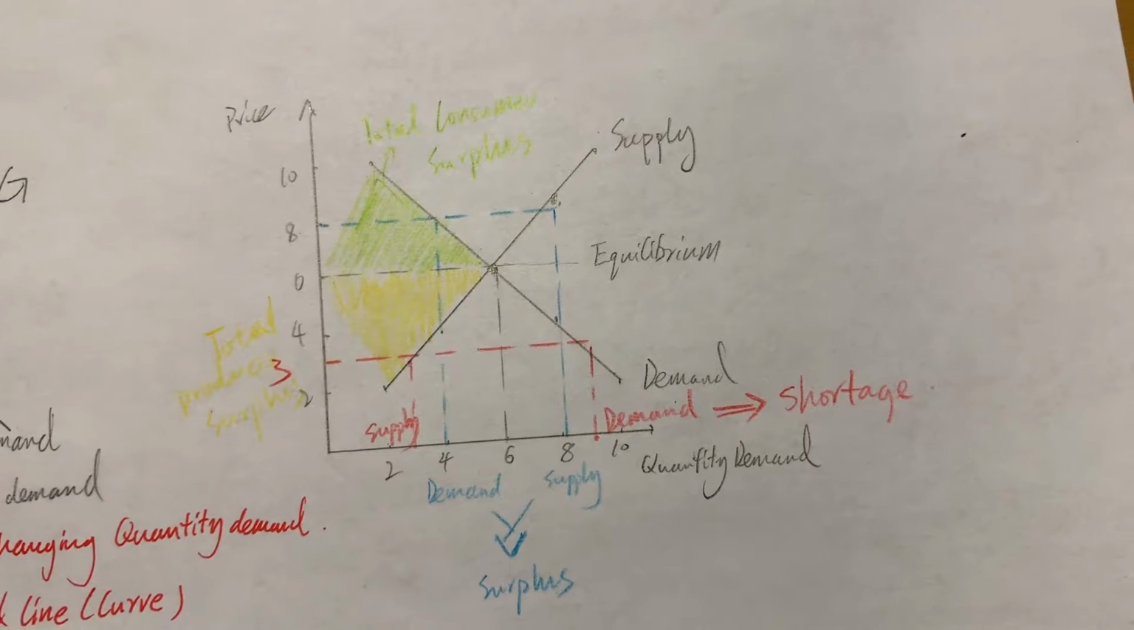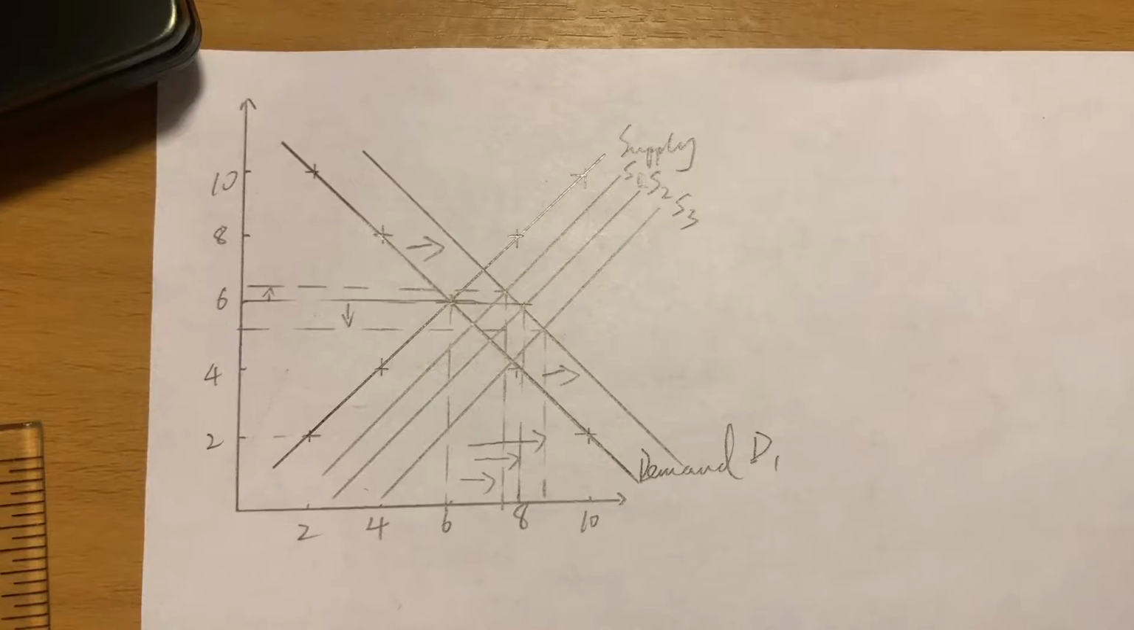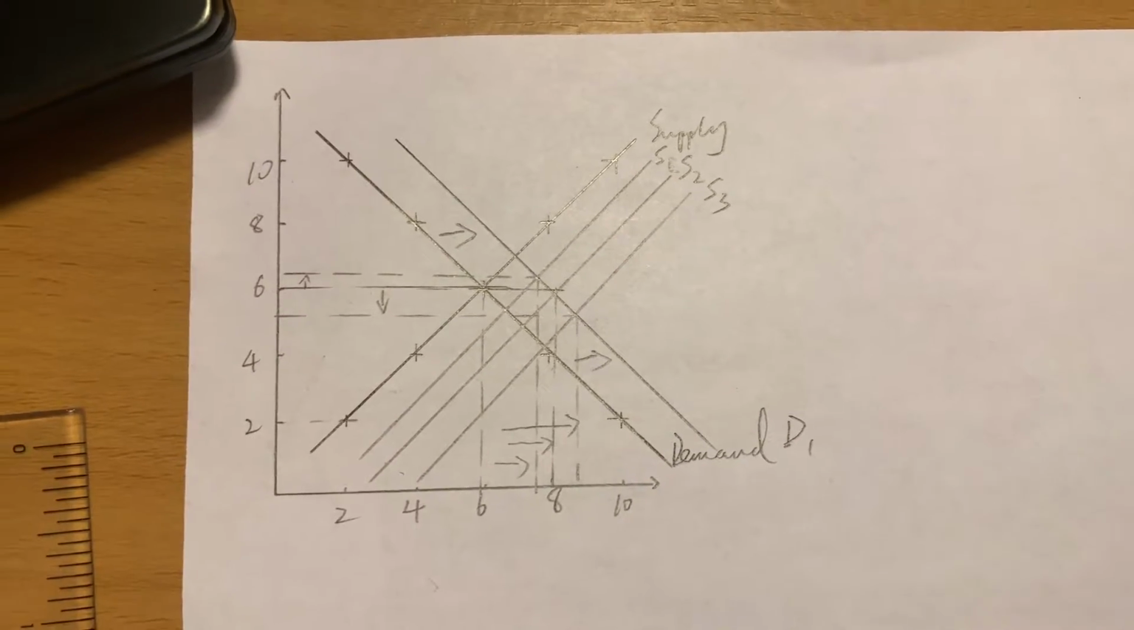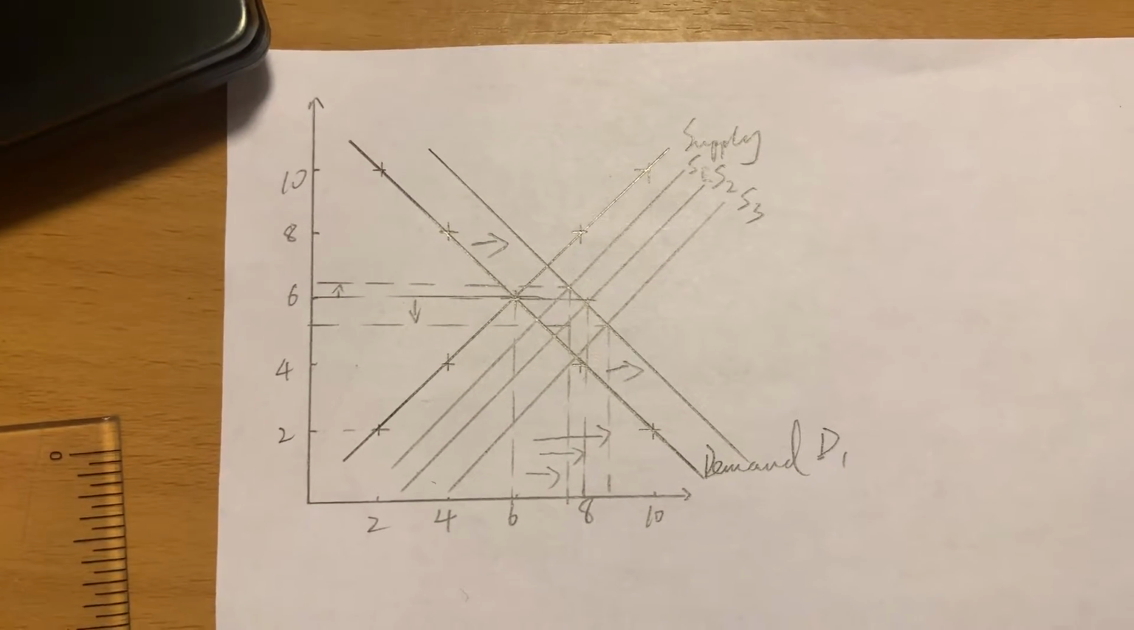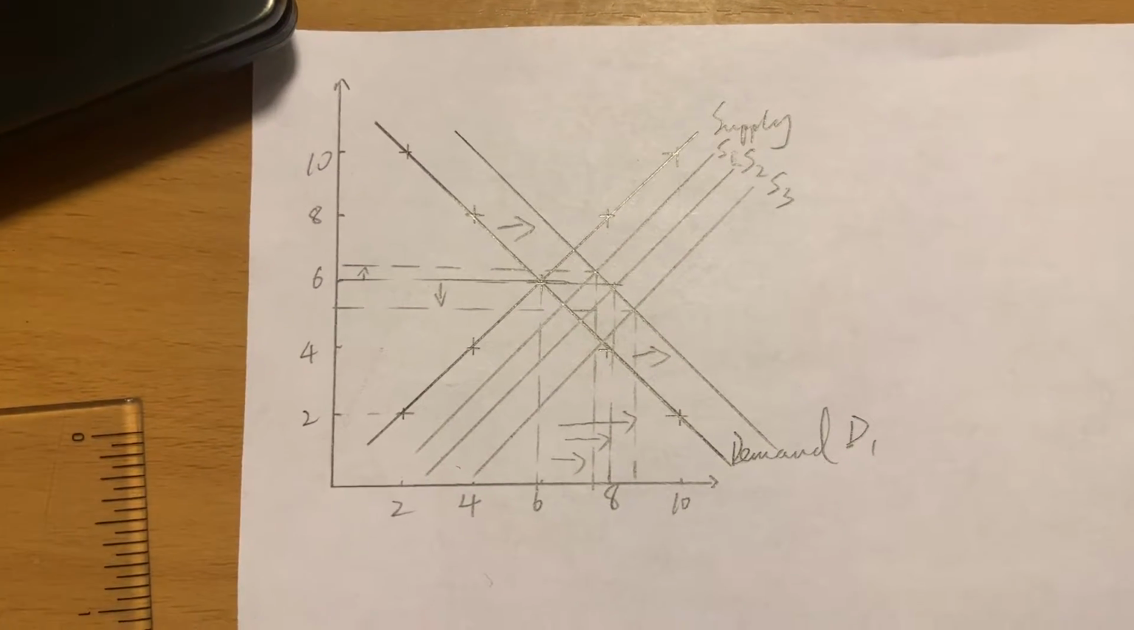And the area right here is the total consumer surplus, and the area down here is the total producer surplus. Now I want to talk about the situation where both lines increase or decrease.